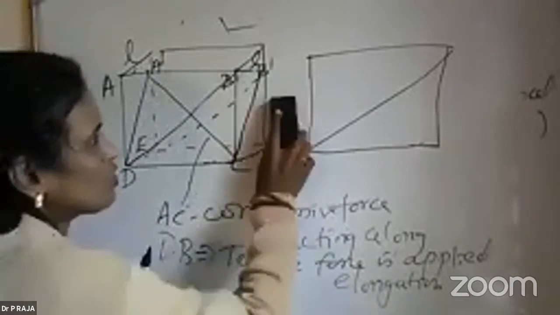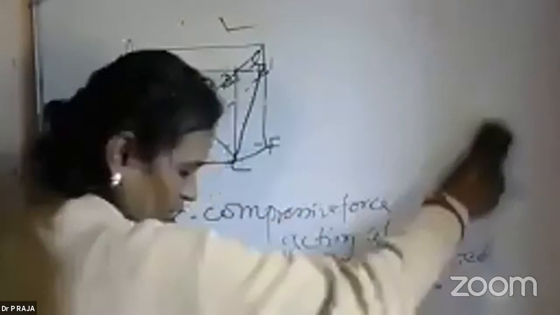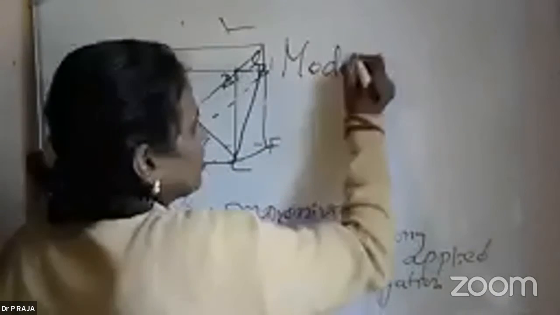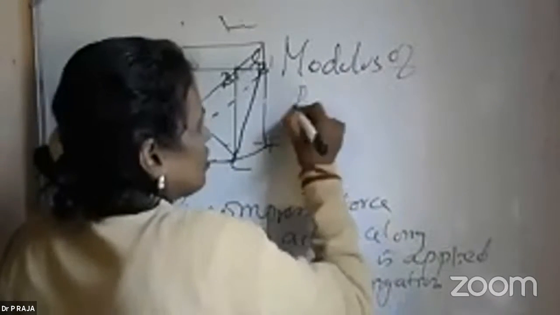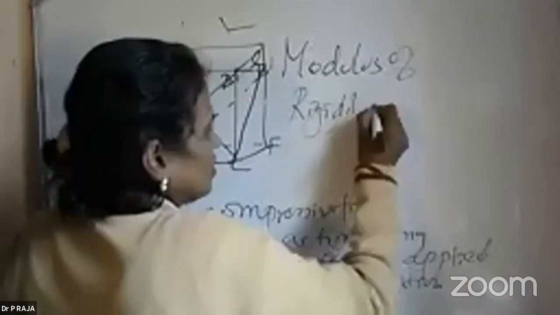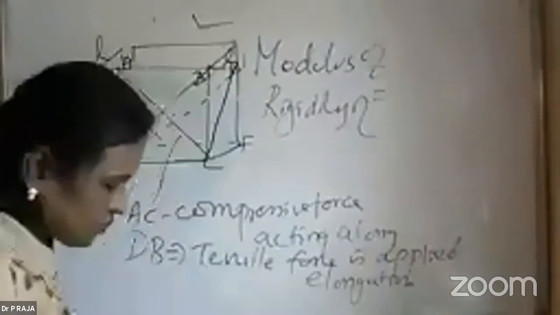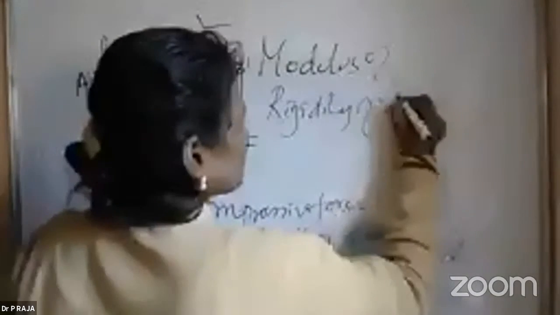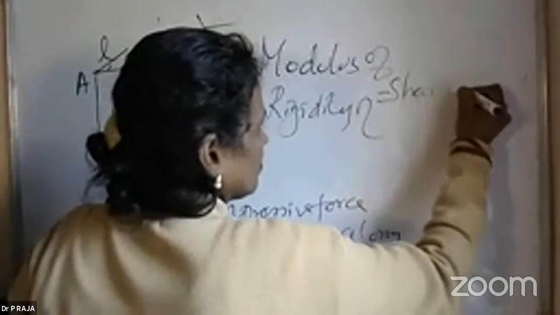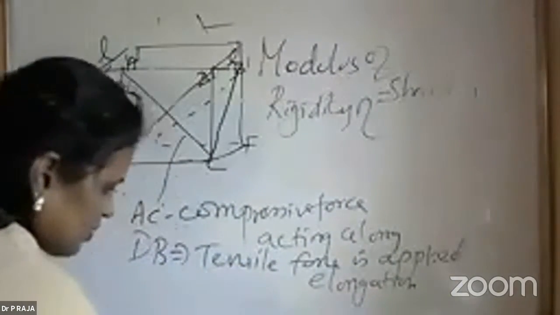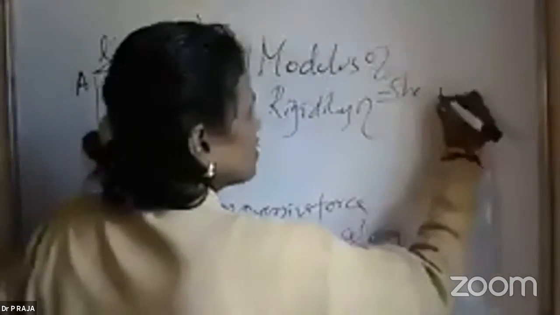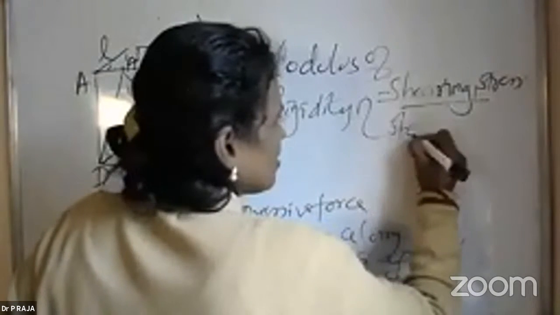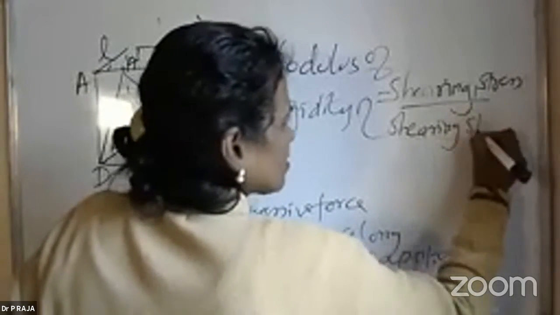Before going into it, let me first find out. We all know that the modulus of rigidity, eta, is given by this formula: the shearing stress divided by the shearing strain.